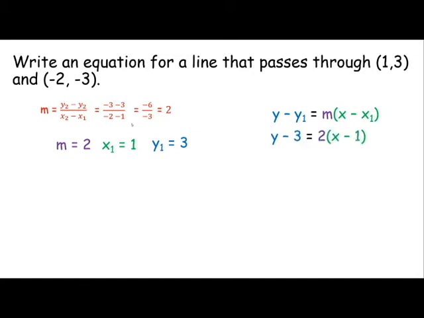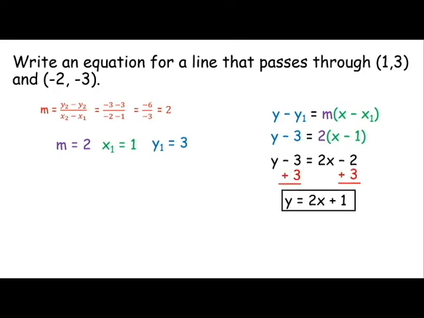I plug those values in. Remember, I don't want to put a value in for my unknown x and y. I want to leave those blank or leave those as variables. Distribute your 2. Add your 3, and there's your solution. This equation in slope-intercept form would pass through the point 1, 3 and through -2, -3. In fact, you can see that if you want.